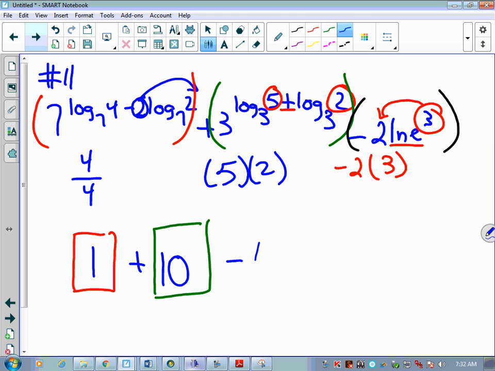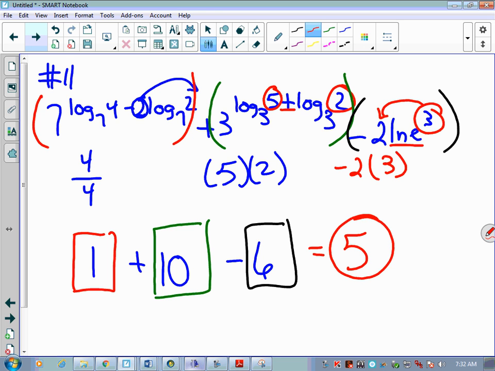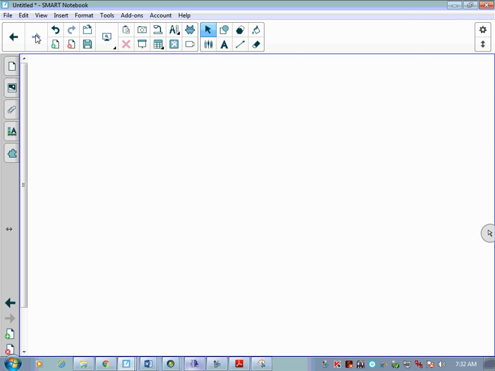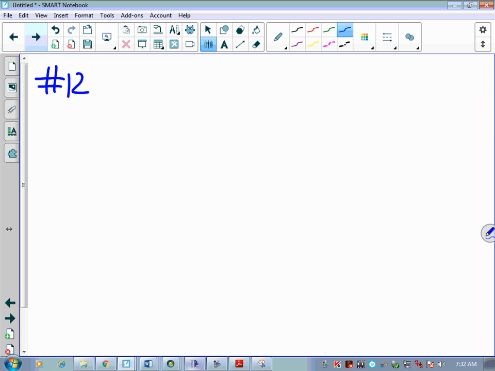So minus 6 is this guy. What we wind up with in the end is 1 plus 10 minus 6. 11 minus 6 is 5. That's our answer. It looks hard, it's really not too bad. Number 12.